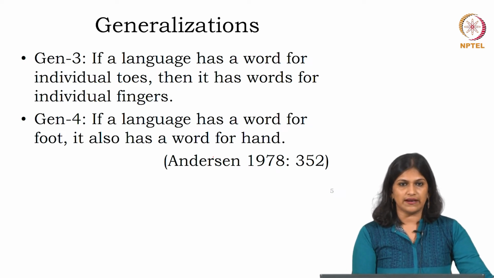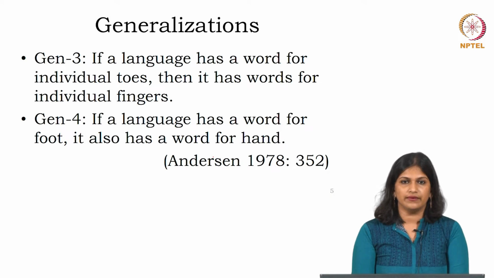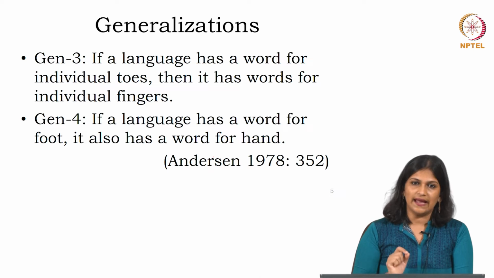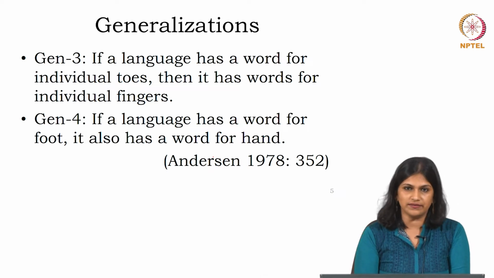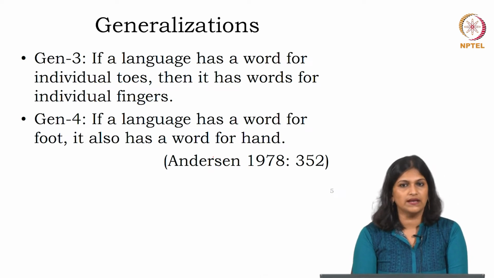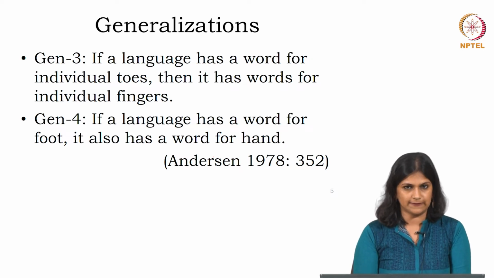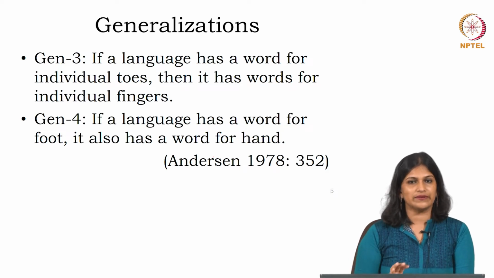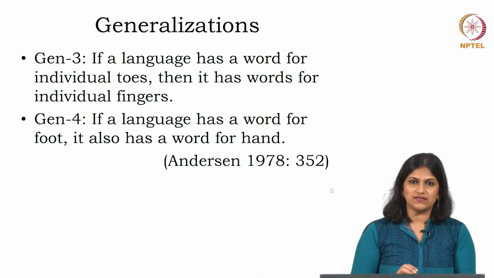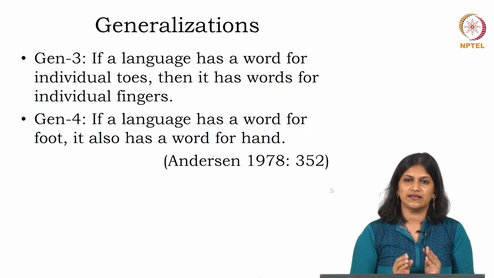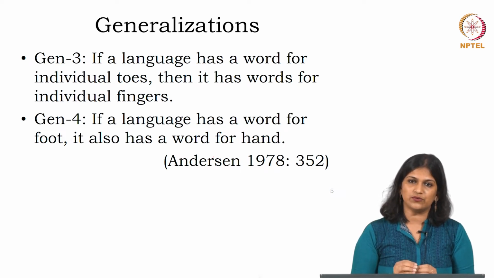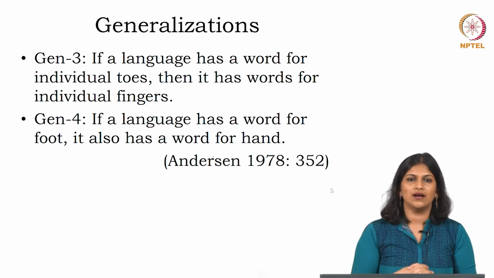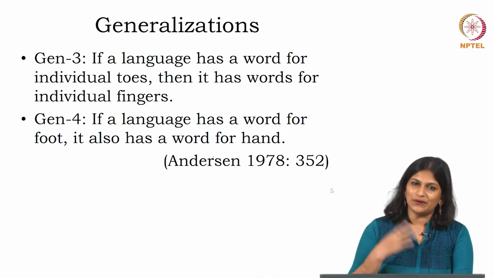So, in the third generalization, what do we have? If a language has words for individual toes, then it has words for individual fingers. All of the generalizations are coming from Anderson 1978. That means in any given language of the world, if it has words for individual toes, let us say we have 10 toes and it has words for each individual one, then it must have words for individual fingers, but not the other way around.